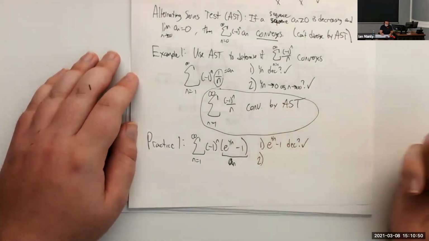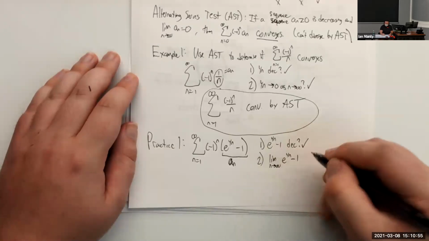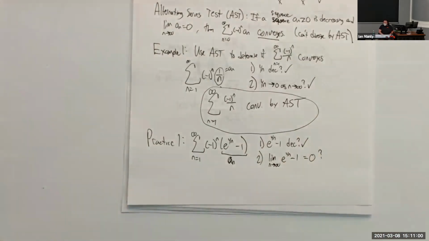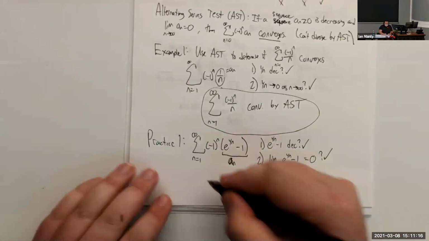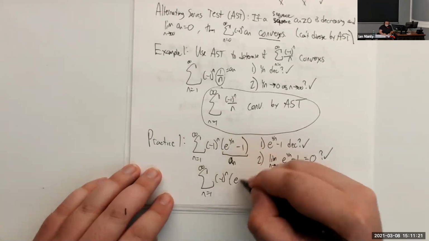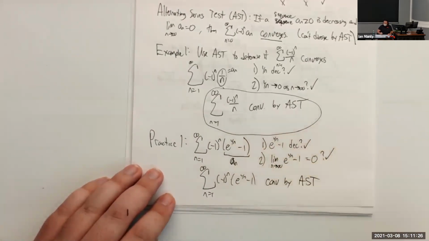All right, the second condition, we need the limit as n goes to infinity of e to the 1 over n minus 1 to equal 0. So is this going to be true? Well, let's see here. If I send n to infinity, I'm going to get 0 as my power, right? And then e to the 0 is 1, and then 1 minus 1 will equal 0. So that will be true as well. So therefore, this series, negative 1 to the n, e to the 1 over n minus 1, will converge by the alternating series test.